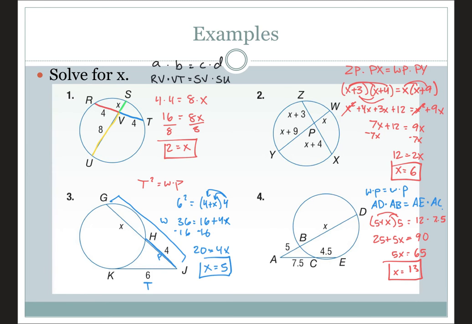And there we have it. Those are our first 4 problems. Please make sure you have these in your notes so that you can refer back to it later.